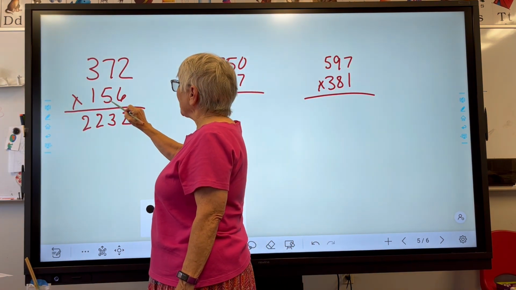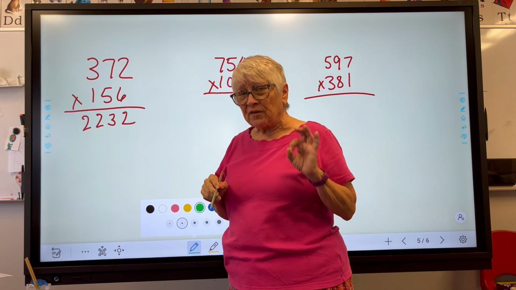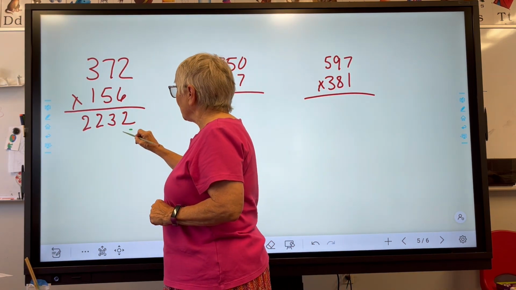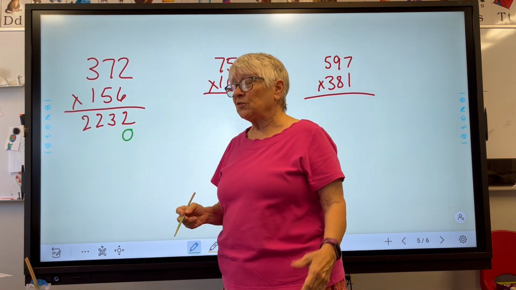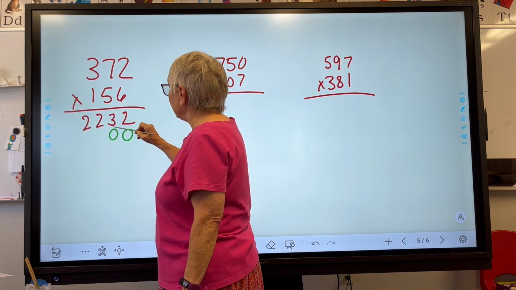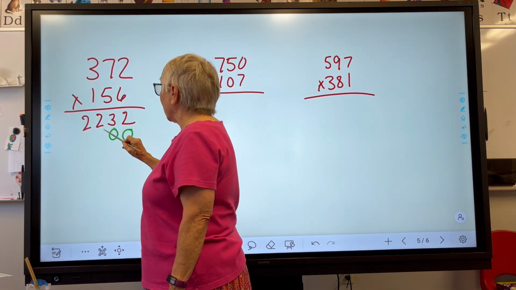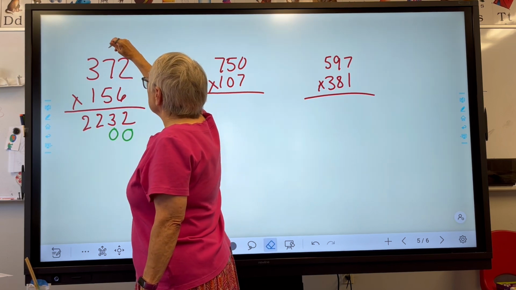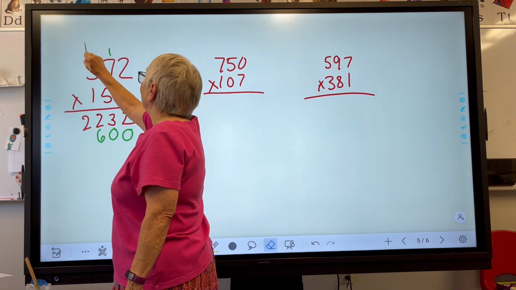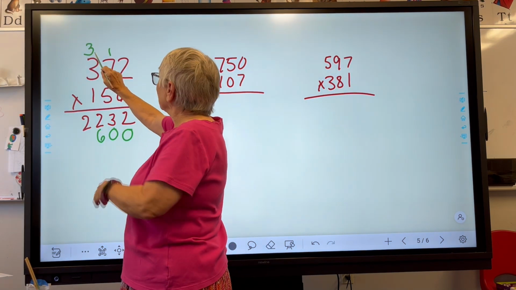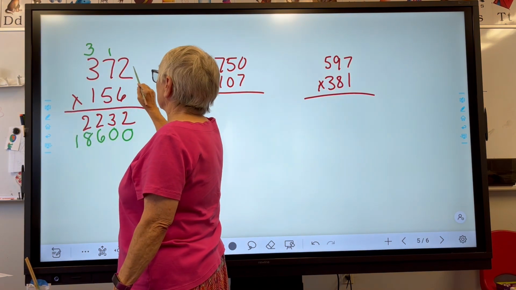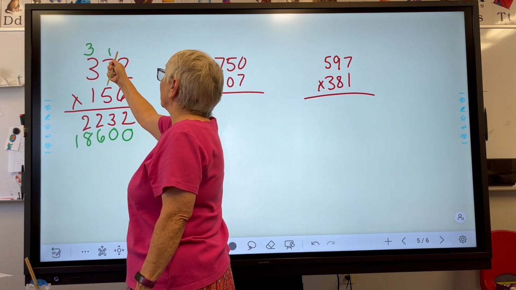Now, we're going to multiply by that 5, but it's not a 5. It's a 50. So we're going to put a 0 here, the 0 that's on the 50, because it's in the tens place. 5 times 2 is 10. 5 times 7 is 35, plus that 1 is 36. And 5 times 3 is 15, 16, 17, 18. So 50 times 372 is 18,600.